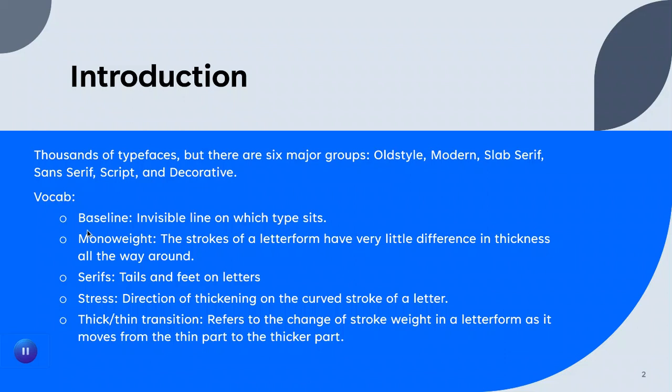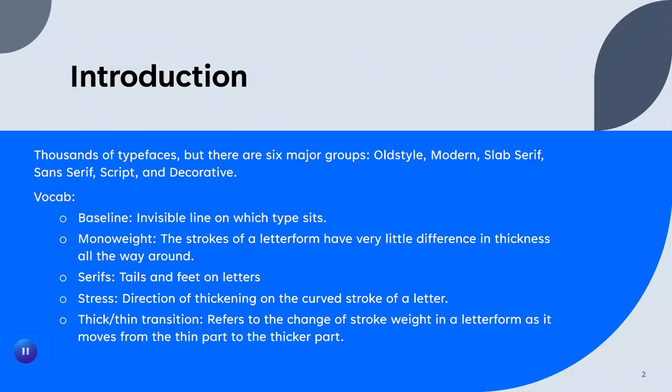A few vocab words, just so you know. You probably already know most of these, like serifs, which are the tails and the feet on letters. But monoweight is a very important one. It's the strokes of a letter form when they have very little difference in thickness all the way around. Thick-thin transition refers to the change of that stroke weight in a letter as it moves from the thinnest part to the thickest part.